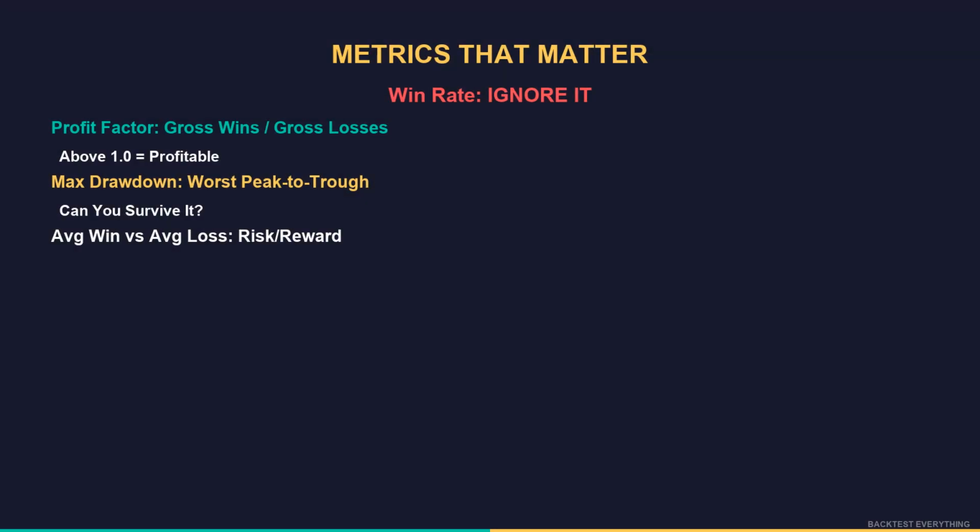The metrics that matter. Win rate is what most people look at. Ignore it. Here's what actually matters. Profit factor. This is total gross wins divided by total gross losses. Above 1.0 means profitable. Below 1.0 means losing. A strategy with 60% win rate and profit factor 1.5 is better than 80% win rate with profit factor 0.9. Max drawdown tells you the worst peak-to-trough decline. Can you survive it mentally and financially? Average win versus average loss tells you the risk-reward of each trade.